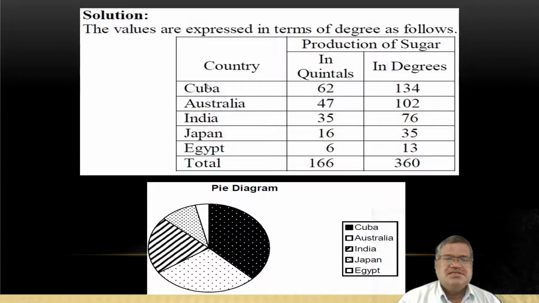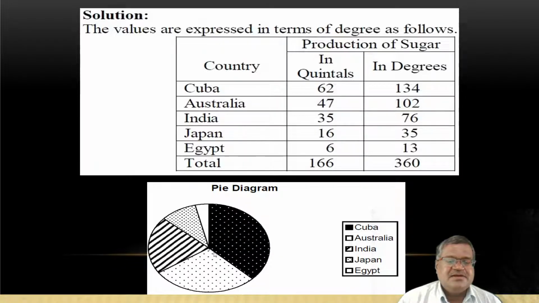Look here, we need to convert these items into degrees. 62 by the total, which is 166 quintals, 62 by 166 into 360 gives us 134. 47 divided by 166 into 360 gives us 102. Like this, we need to convert all the country production values into degrees. This is 134 degrees, 102 degrees, 76 degrees, 35 degrees, 13 degrees, like that. Total is 360 degrees. By using the protractor, we draw a circle and mark the degrees.